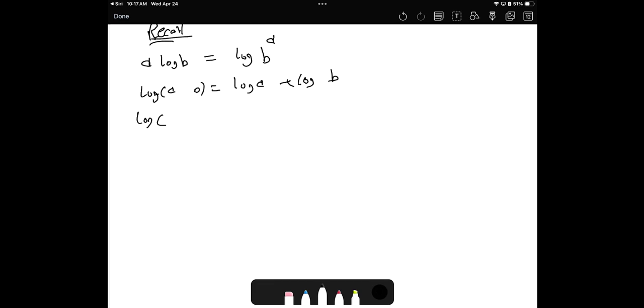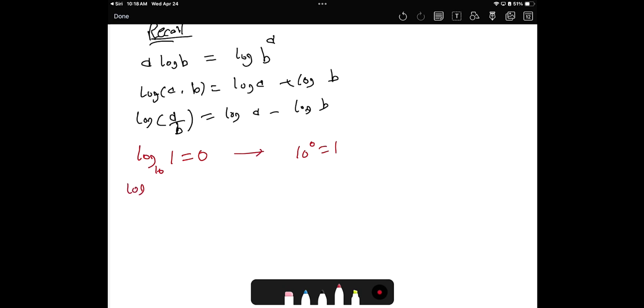Then, recall some other properties, like log base 10 of 1. Log of 1 every time is 0, because 10 power 0 equals 1. Then log base 10 of 10 will be 1, because 10 power 1 equals 10. So I can say log base B of A will be the power to which B is raised to get A. Okay.